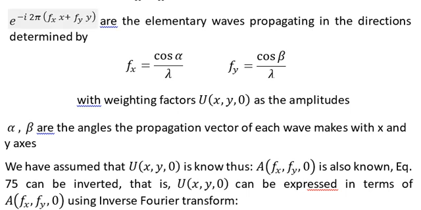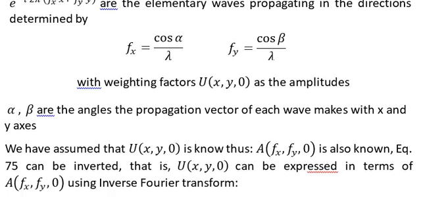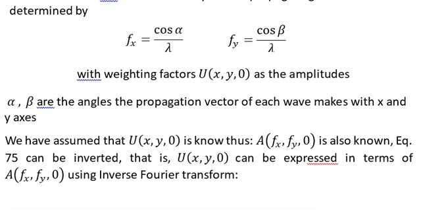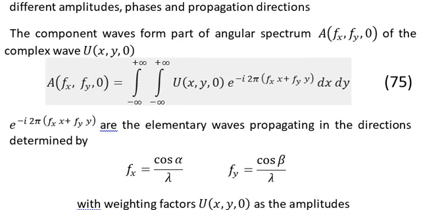So substituting these different values, we can calculate the angular spectrum at a different spectral frequency, or at different Fourier variables fx and fy, which are the Fourier variables. So you see that these are the elementary waves propagating in the direction determined by this, with weighting factors u at x comma y comma 0 as amplitudes. So in this integral, you know that this u can be regarded as the weighting factor, or the amplitudes, of these waves.